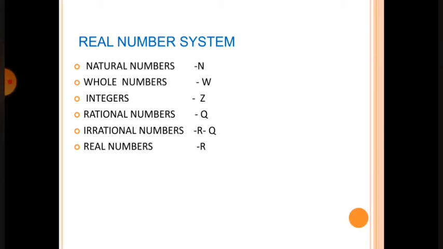Then the next one is real numbers. Here we take rational and irrational together. We call it real numbers and denote it as R. So, the real number system consists of rational and irrational numbers. This is how we denote the number system.